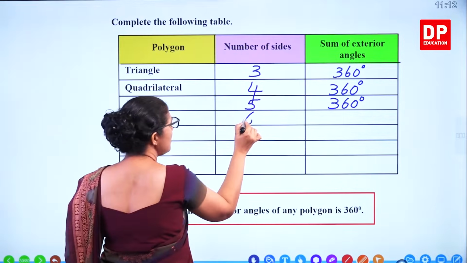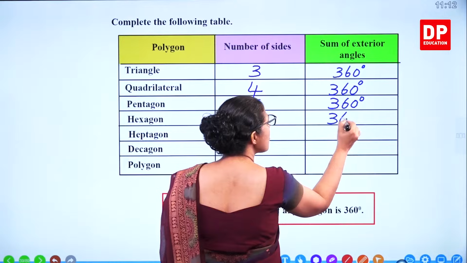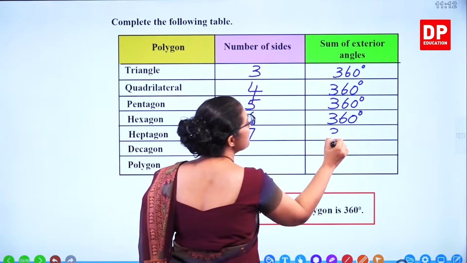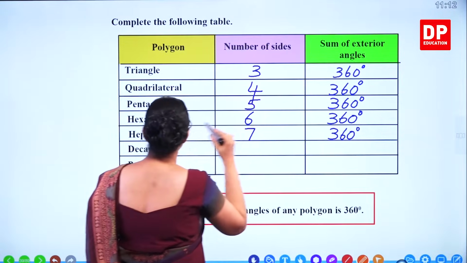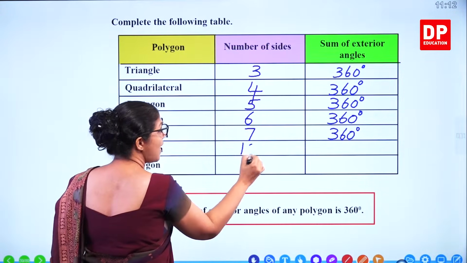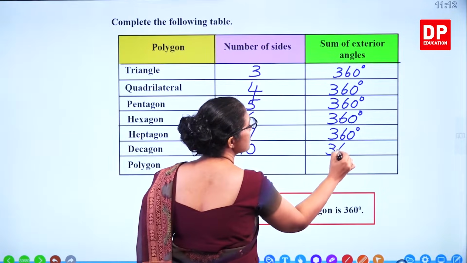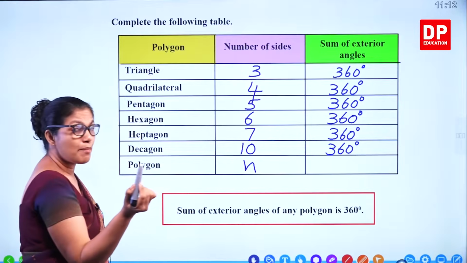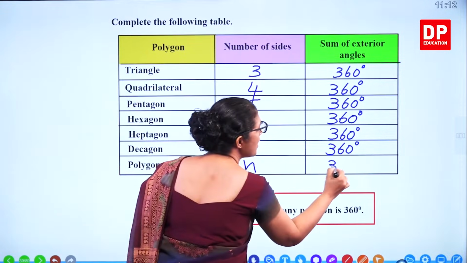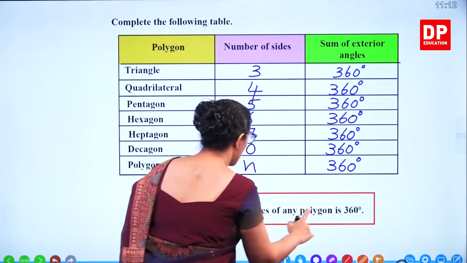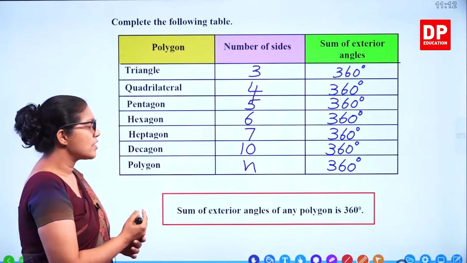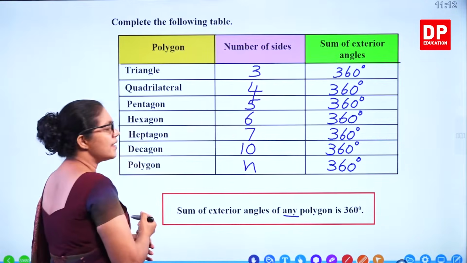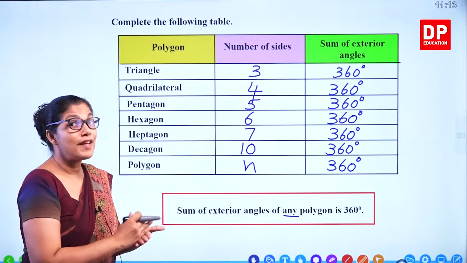Hexagon, 6, this is also 360. Heptagon, 7, 360. Decagon, that means 10, 360 degrees. If this is n number of sides, that's also 360 degrees. So what's the pattern? The sum of exterior angles of any polygon is 360. So that's a fixed value.